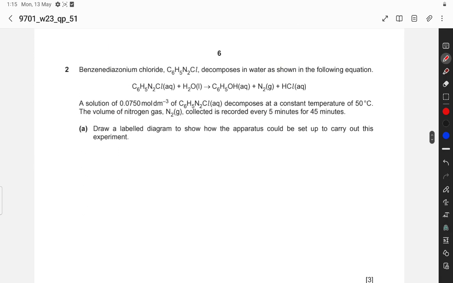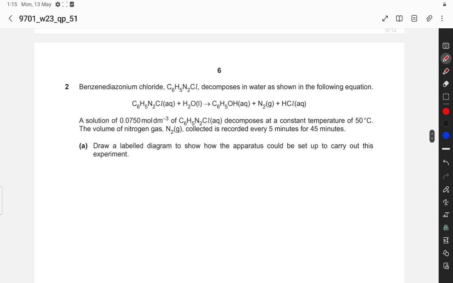Question number 2. Benzene diazonium chloride decomposes in water as shown in the following equation. So this is benzene diazonium chloride plus water, which decomposes to form phenol plus nitrogen plus HCl. A solution of 0.0750 mole per dm cube decomposes at a constant temperature of 50 degrees centigrade. The volume of nitrogen gas released is collected every 5 minutes for 45 minutes.